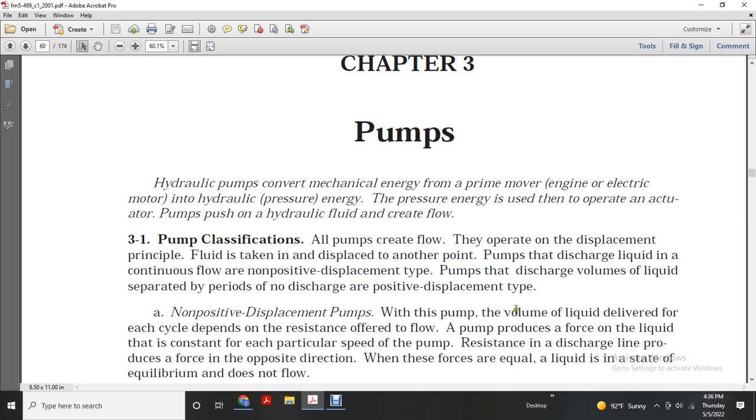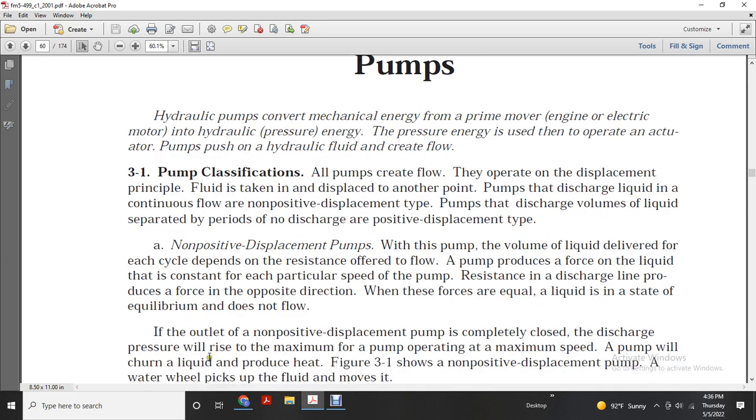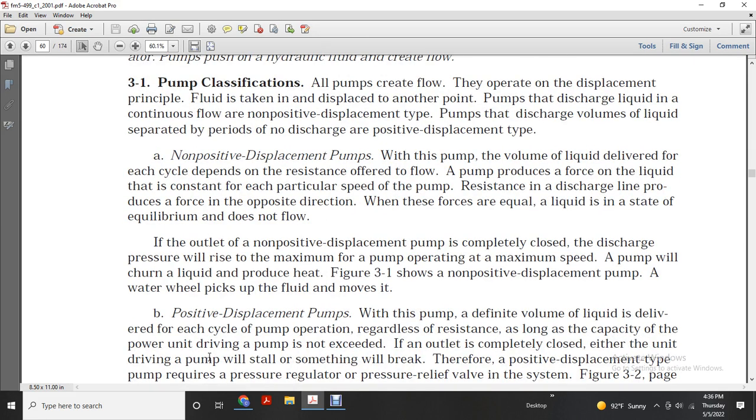With non-positive displacement pumps, the volume of liquid delivered with each cycle depends on the resistance offered to flow. The pump produces a force on the liquid that is constant for each particular speed of the pump. Resistance in the discharge produces a force in the opposite direction. When these forces are equal, the liquid is in equilibrium and does not flow. If the outlet of a non-positive displacement pump is completely closed, the discharge pressure will rise to the maximum for the pump's operating speed. The pump will churn the liquid and produce heat.